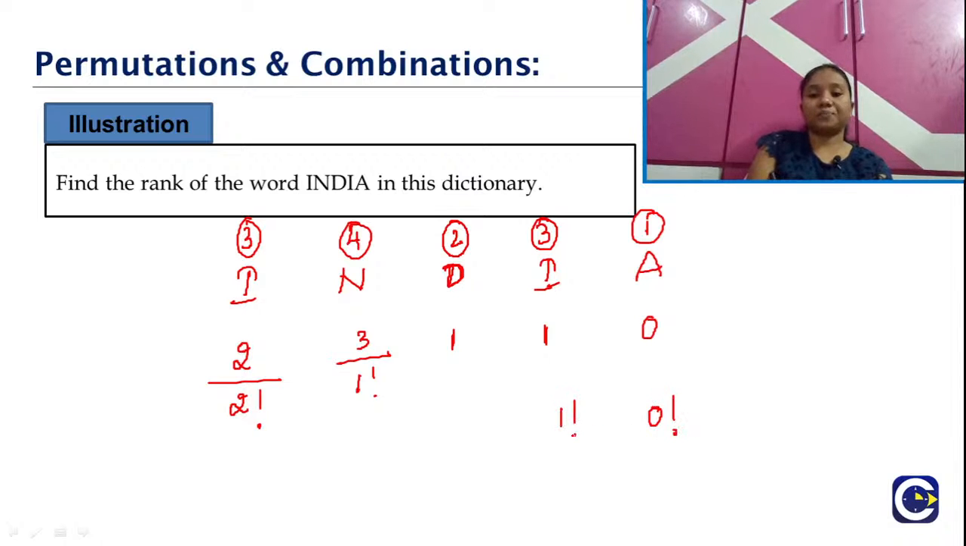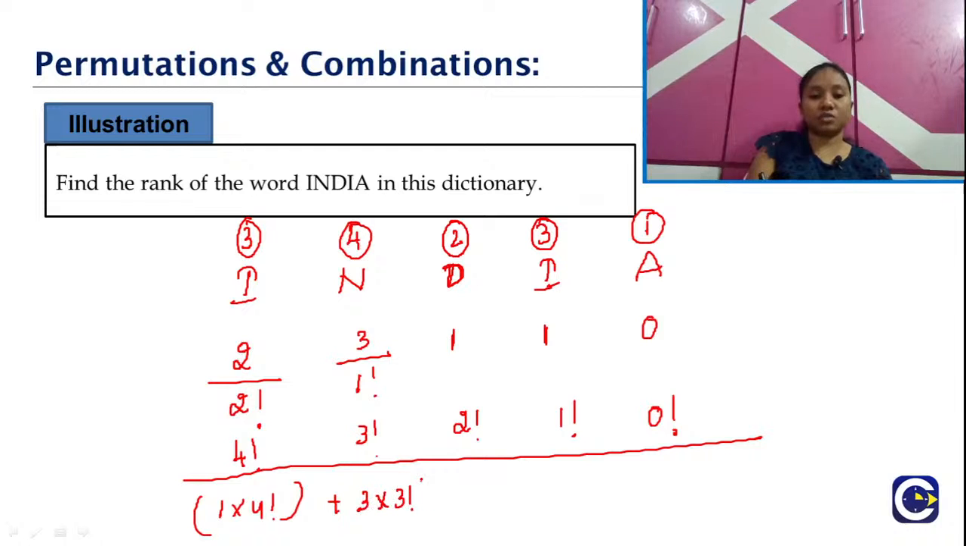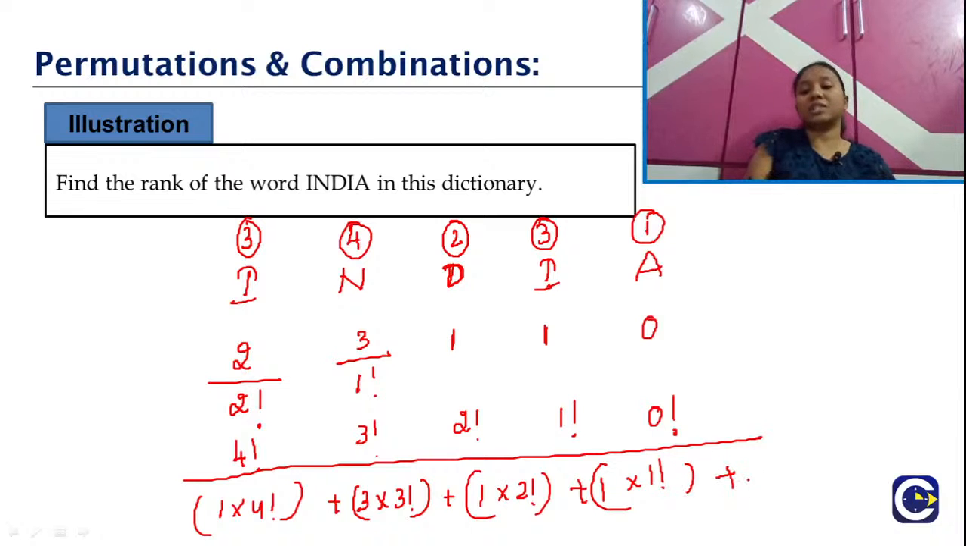So 0 factorial, 1 factorial, and then 2 factorial, 3 factorial, and 4 factorial. So now just do the product and add it. So 2 by 2 factorial will be anyways 1. So it will be 1 into 4 factorial plus 3 into 3 factorial plus 1 into 2 factorial here, and then plus 1 into 1 factorial here, and the last one 0 into, so anyways the value will become 0 here. So what is the 4 factorial value?